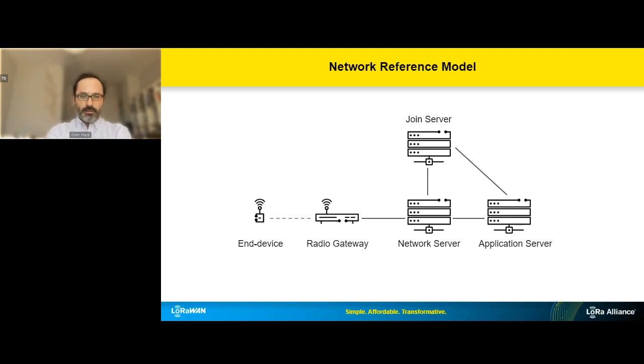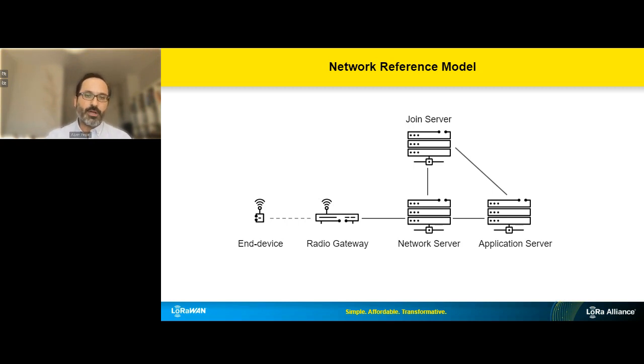So in our LoRaWAN network reference model, we have the end device. This is where we have the sensors and the actuators that connect to the network using the wireless LoRaWAN connectivity. On the other end of this wireless connectivity is the radio gateway. In generic terminology, you can also call it a base station. And one or more such radio gateways are aggregated under a so-called network server, which not only terminates the LoRaWAN link layer, but also manages the end devices and their connectivity to the application platforms.